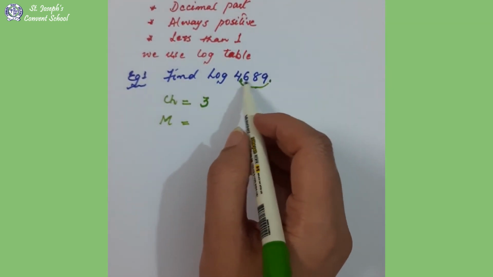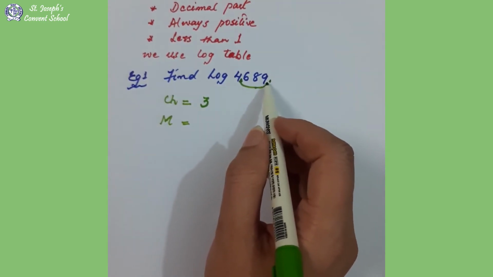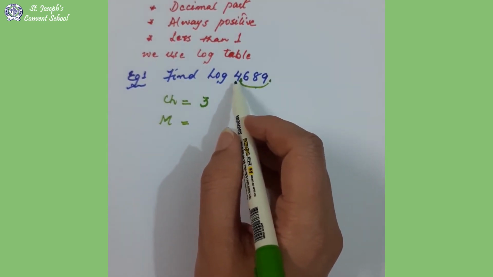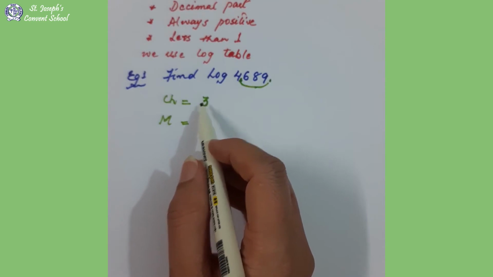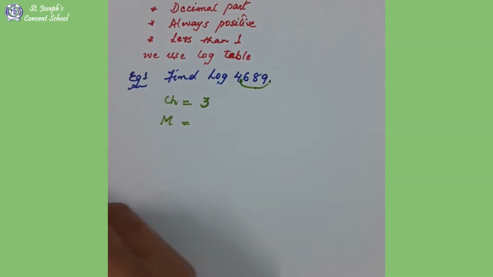Okay, the number is greater than 1, or you can say you are moving towards the left side, so the characteristic is positive, it is 3. Now the next step is to find the mantissa. For the mantissa you have to use the log table. In the log table, the values start from 10.